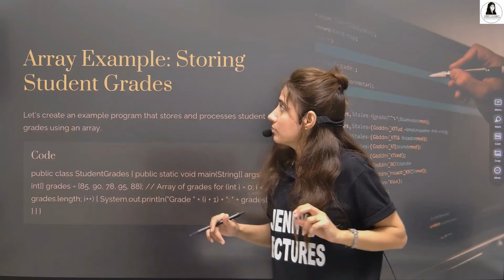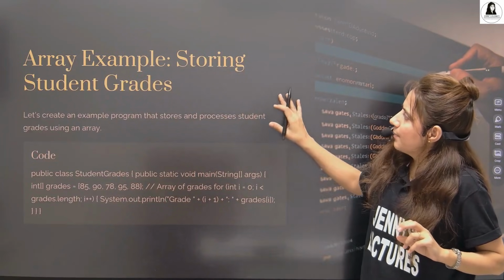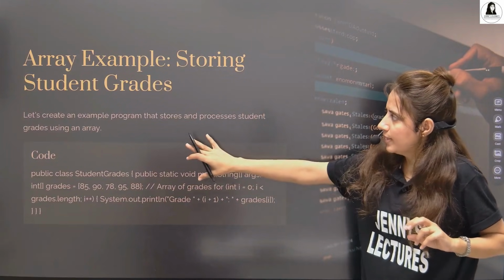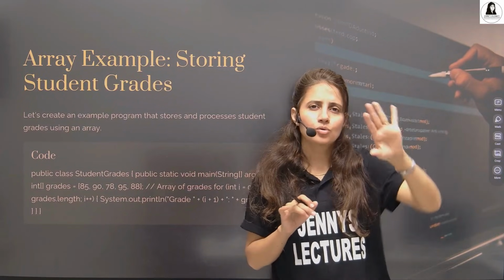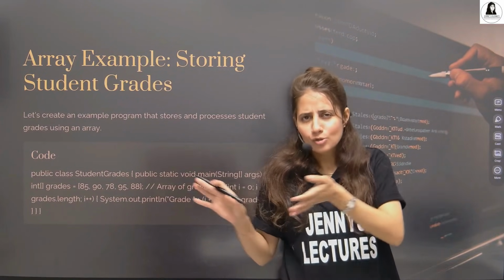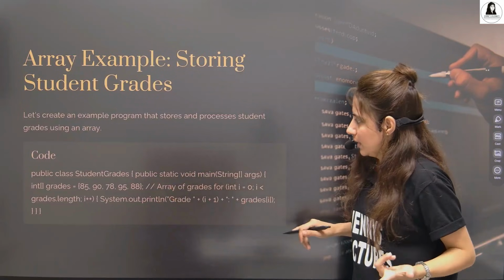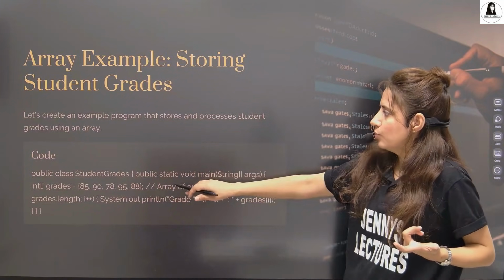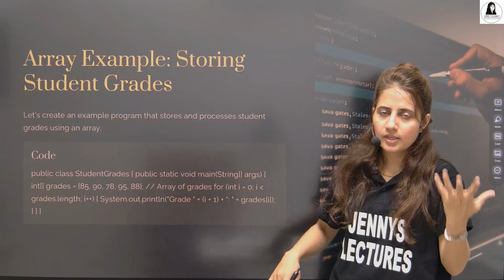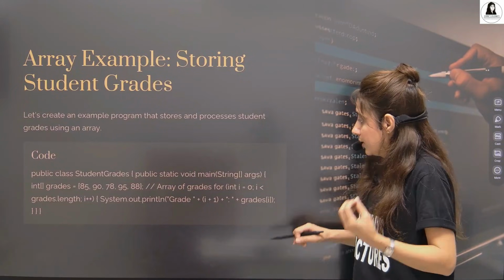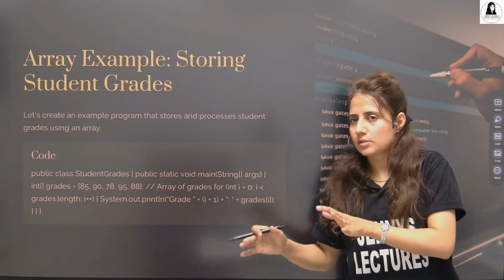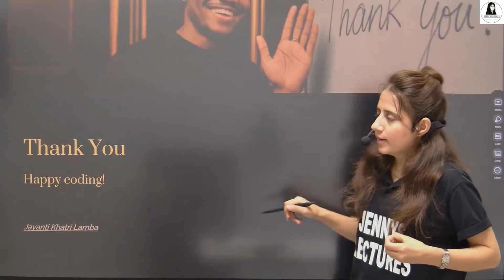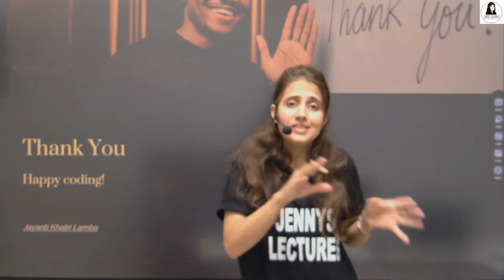Now, array example is storing student grades. You can just create a program in which you store the students' marks or grades. This thing we have already seen, so you can do this also just for your practice. Marks could be float or double, or an int also you can take. Then you have to take the marks from the user using Scanner and print the marks using for loops, right? So that's all about the basics of arrays.